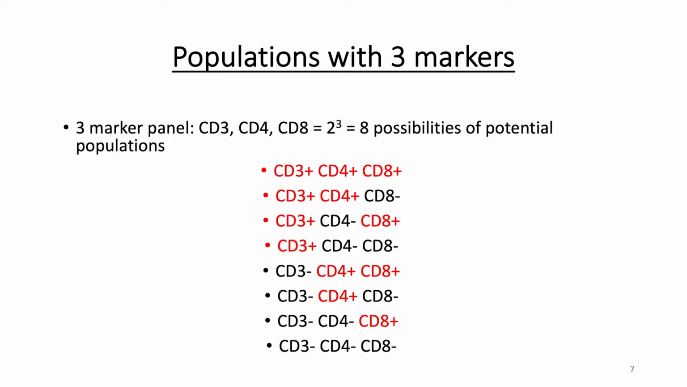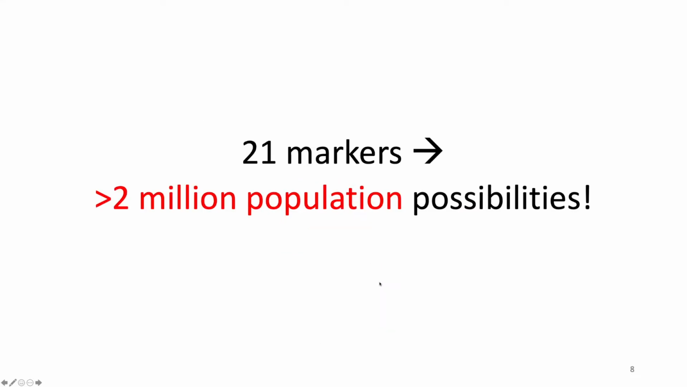Now, if we have a 3-marker panel that contains CD3, CD4, and CD8, there are 2 to the third, or 8 different possibilities of potential populations. So that's every single combination of positive and negative markers. Now, current flow cytometers can analyze up to 50 parameters per cell.